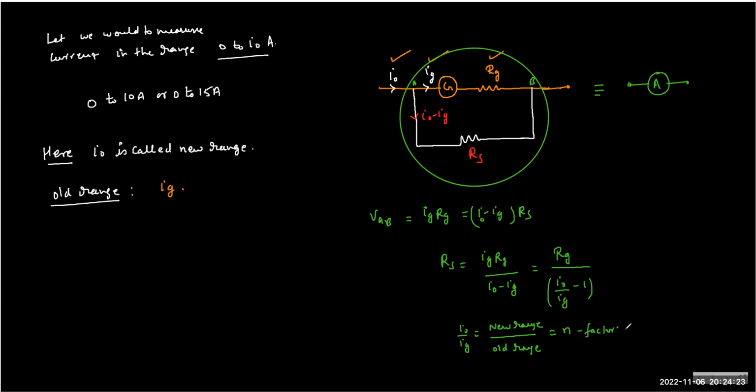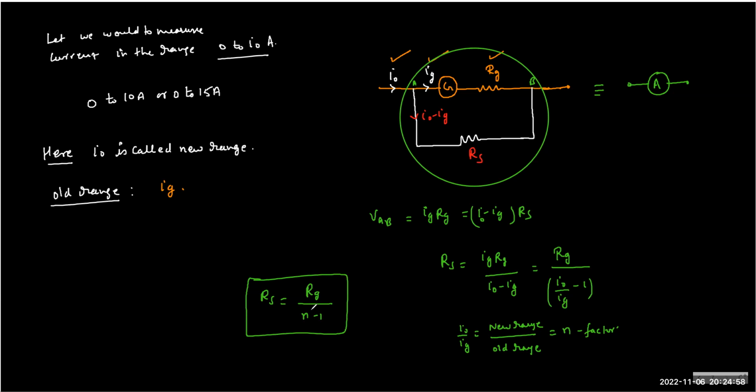So let's say even nothing is given. If you want to enhance the range of operation 10 times, 20 times, what is given to you directly? I0 by Ig, in fact, the n factor is given to you. Because many times in examination, you need to express your answer of shunt resistance in terms of n factor, and the answer is n minus 1. So if you want to increase the n factor 1000 times, the shunt must be Rg upon 999.